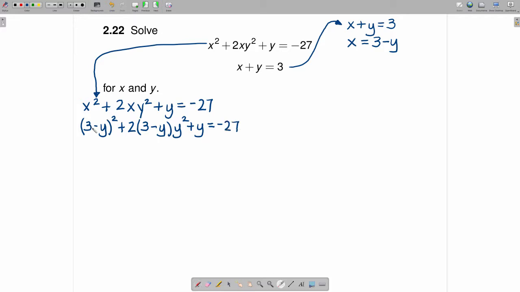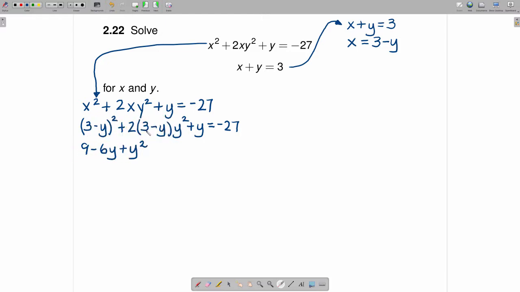So on the next step, I'm going to square out this expression right here, and I'm also going to multiply through here, and we're trying to turn this into a third-order polynomial. So when I square out that first term, what I get is 9 minus 6y plus y squared. Now you should do the FOIL exercise on this expression to make sure that this is what you get.